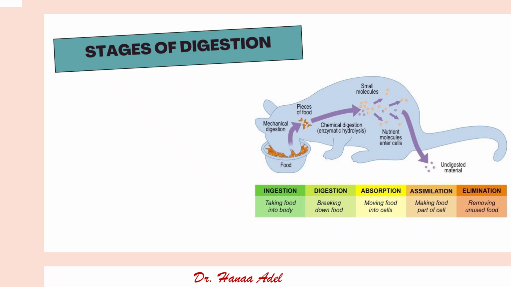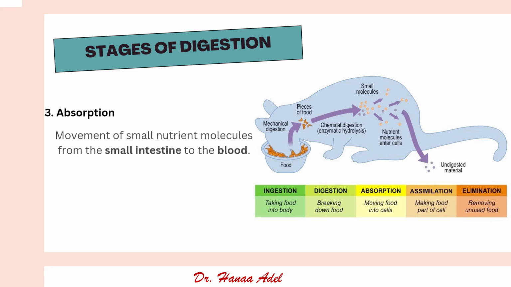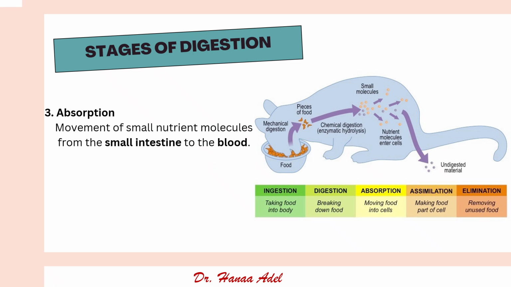When the food is completely digested physically and chemically, the food is divided into two parts: digested food and undigested food. The digested food is able to cross the cell membrane, leading to the third stage of digestion, which is absorption. What is meant by absorption? It is the movement of the small nutrients, or the digested food, from the small intestine to the blood.